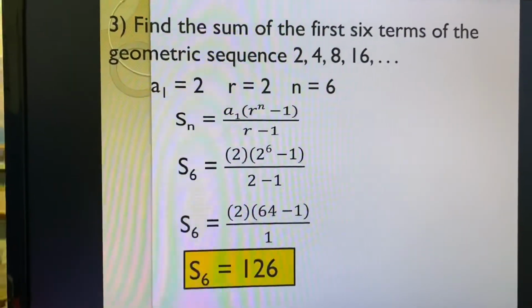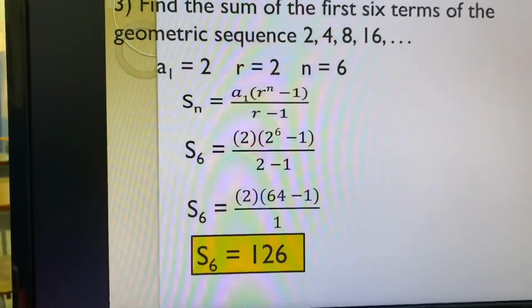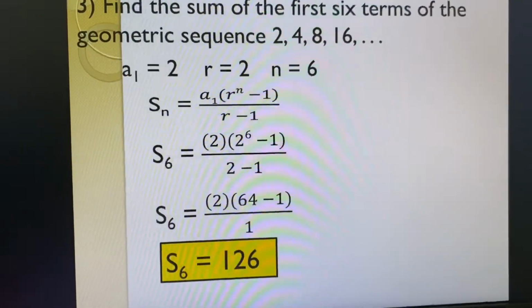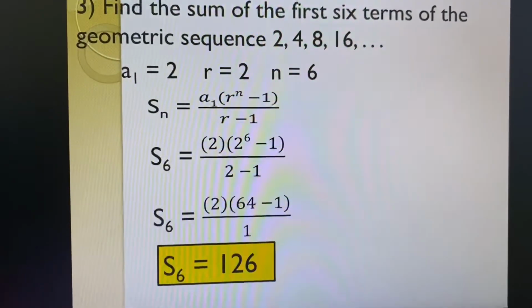So the sum of the first 6 terms is equal to 126. Okay, another question.